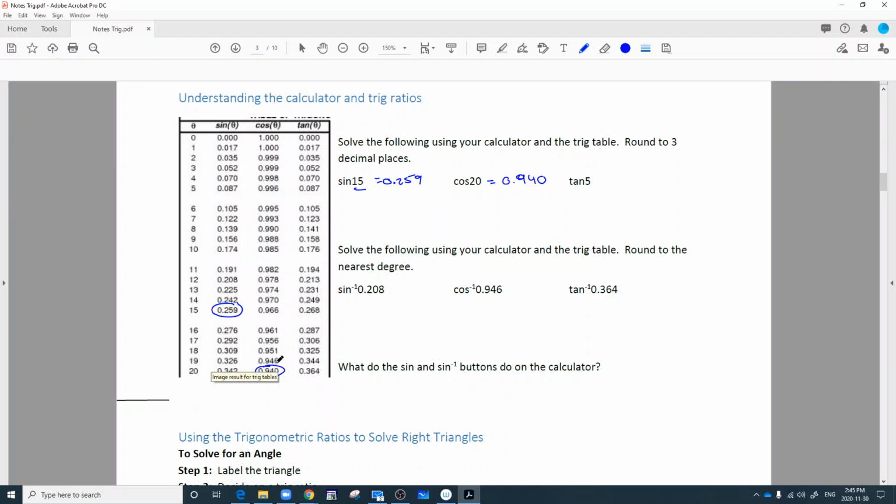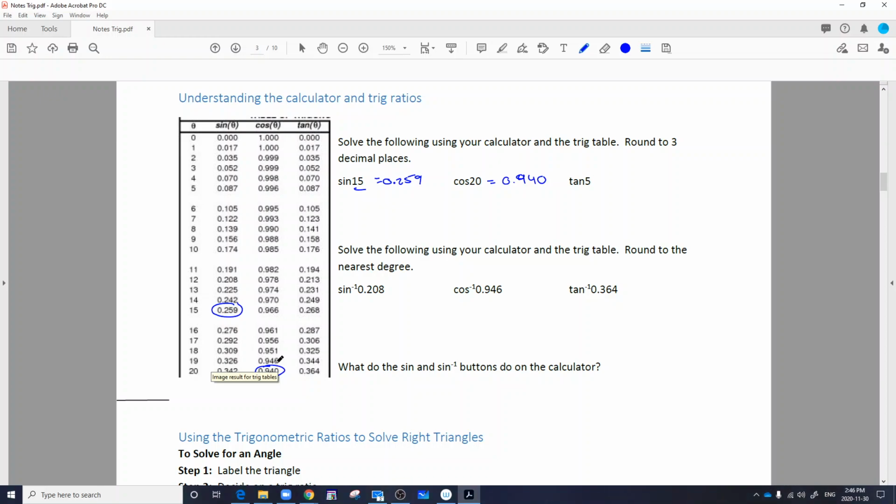Your calculator just has these trig tables memorized or programmed into itself so that we can use these ratios to then solve for unknown angles if we know the ratio, or unknown sides if we know the angle and one of the sides. Okay, if you're not getting 0.940 on your calculator, your settings are probably off.